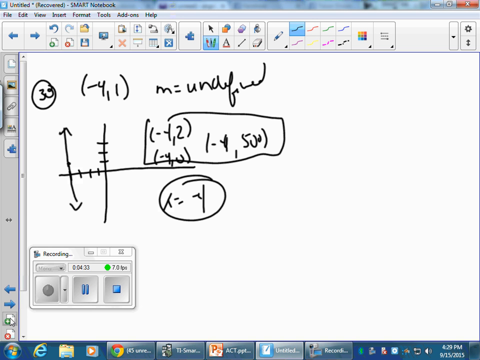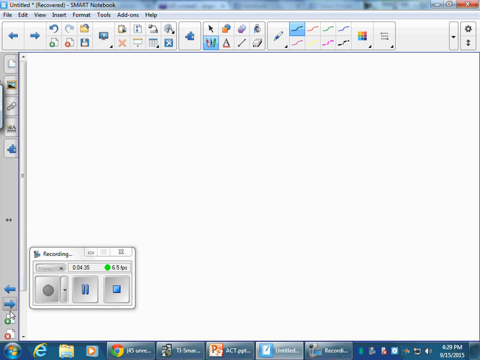Problem 35 is the same thing. They give me the point negative 5, 4, and they tell me that it has a slope of 2.